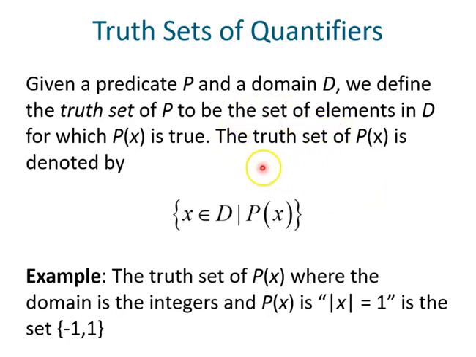The truth set of quantifiers. Given a predicate P and domain D, we define the truth set of P to be the set of all elements in D for which P of x is true. That is exactly this set using the set builder notation. For example, if P of x is this predicate, the absolute value of x is equal to 1, and the domain is the set of all integers, then the truth set of P of x consists of the numbers -1 and 1, because only for these two integers the absolute value of x is equal to 1.